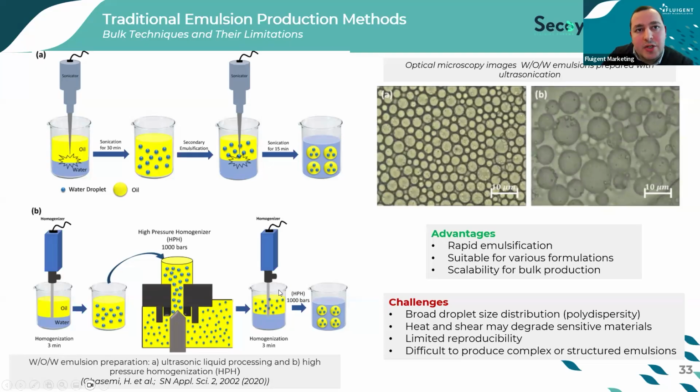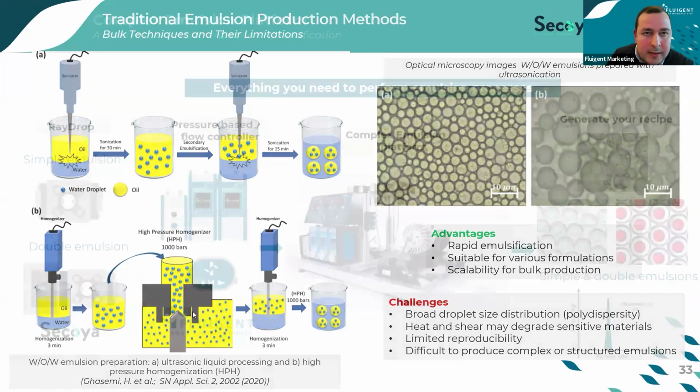Even though each method has its advantages, for example, for mixing, you have rapid emulsification suitable for various formulations, and it can be easy to scale up for bulk production, but it comes with challenges such as the broad droplet size, the heat and shear, which may degrade the sensitive materials that you have, and it can be difficult to produce more complex or structured emulsions compared to microfluidics.